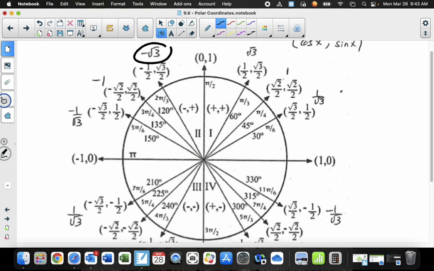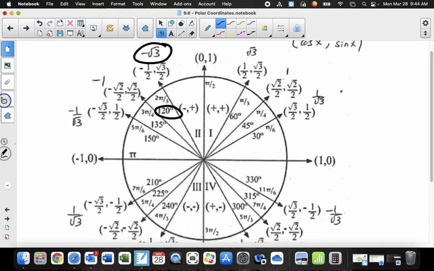Here's one of them right here, negative square root of 3. So that's at 120 degrees, or 2 pi over 3. Just a quick heads up, by the way, I don't really care whether you use degrees or radians, but for your assignment today, I think all the answers that are provided are in radians, just so you know. So when you're checking your answers, be looking for the radian version of the angle. But I don't really care if you put it as 120 degrees, that's fine.